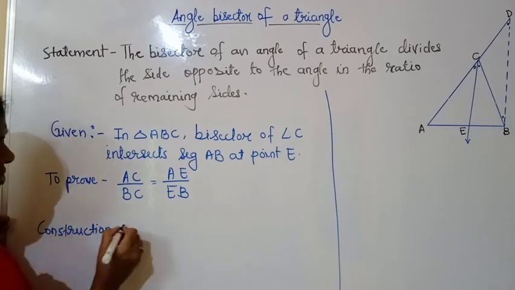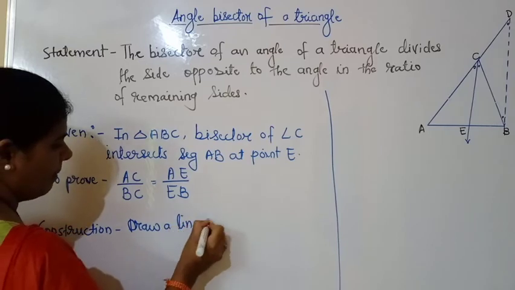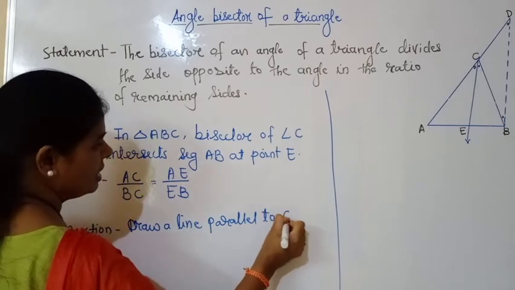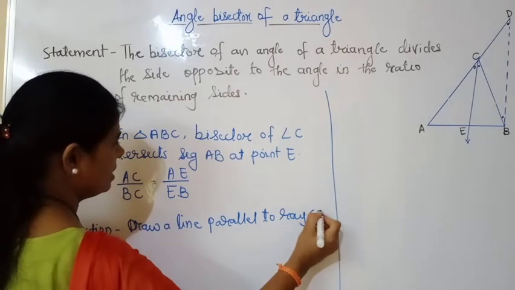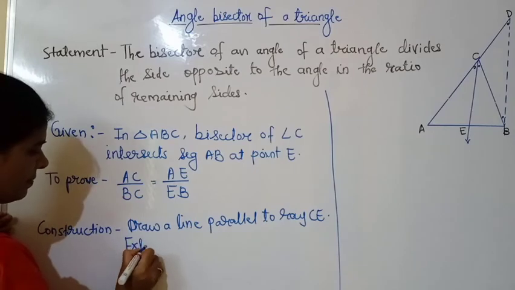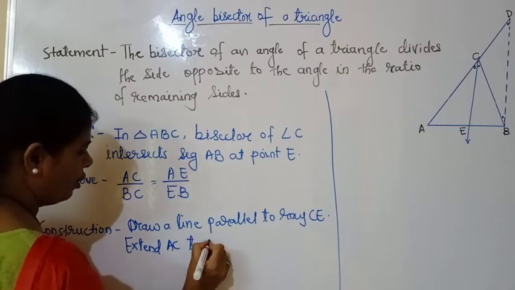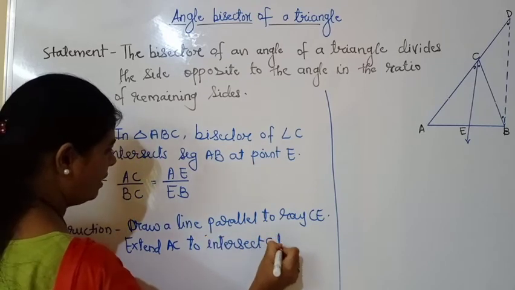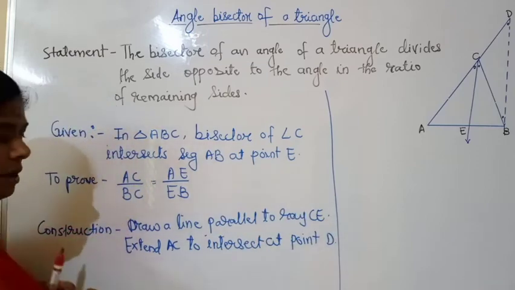What we have to do in the construction is draw a line parallel to CE, to ray CE. Okay, parallel to ray CE. This is the first one. Second construction is, extend AC to meet or intersect at point D. Okay, this is our construction.